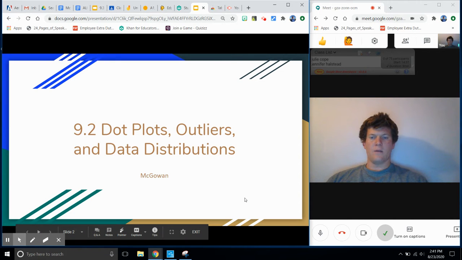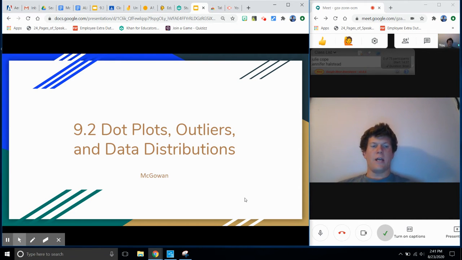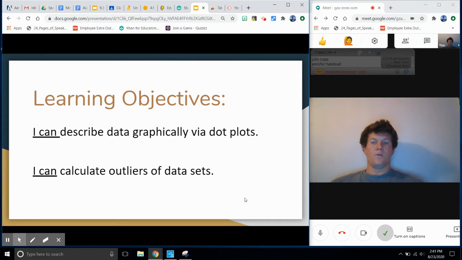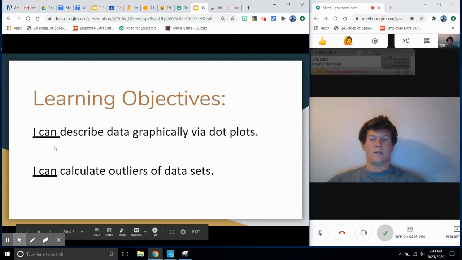Today, like I said, we're talking about section 9.2, which is dot plots, outliers, and data distributions. Learning objectives for today, guys. These learning objectives need to go into our digital notebook. We're talking about dot plots, so of course, that's one of our objectives. I can describe data graphically using dot plots.